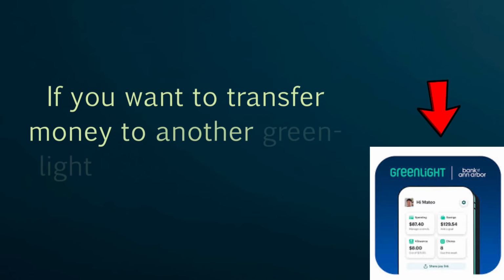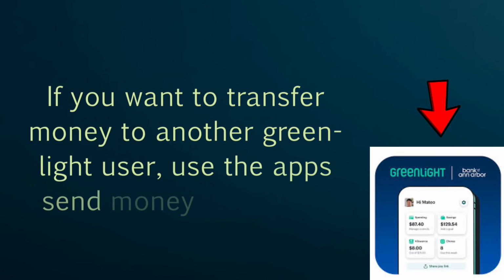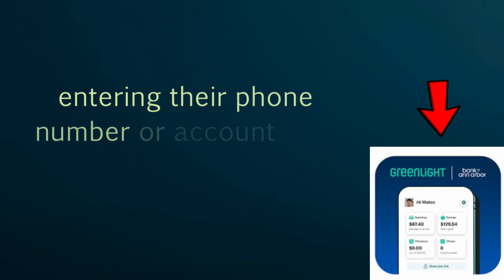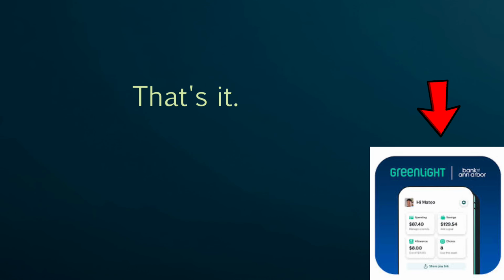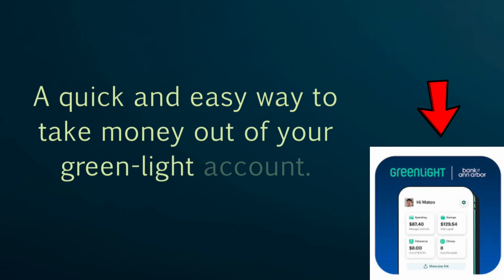If you want to transfer money to another Greenlight user, use the app's Send Money feature by entering their phone number or account info. That's it. A quick and easy way to take money out of your Greenlight account.